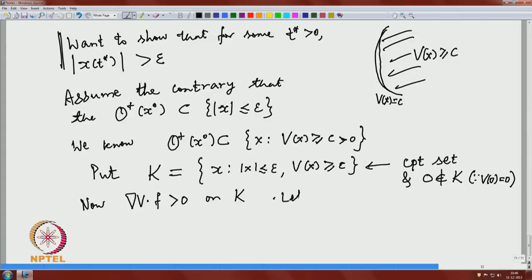So let L be the minimum of grad v dot f, where you take x in k, and this is positive. Okay. Now we are more or less done. So again the same argument.